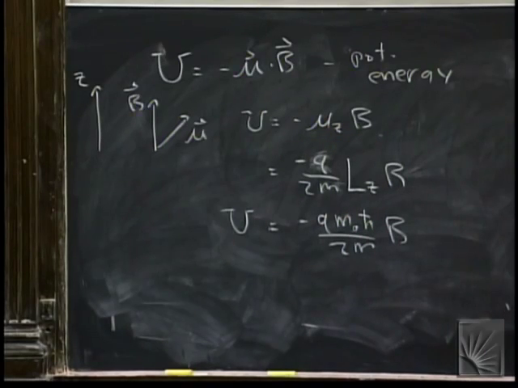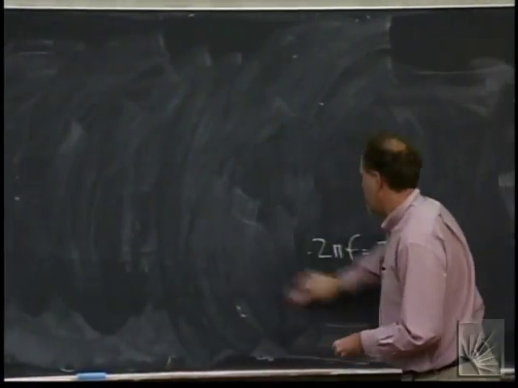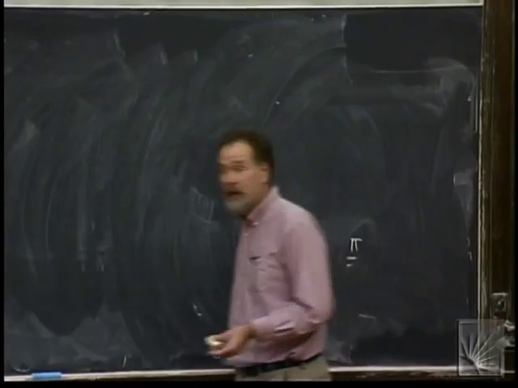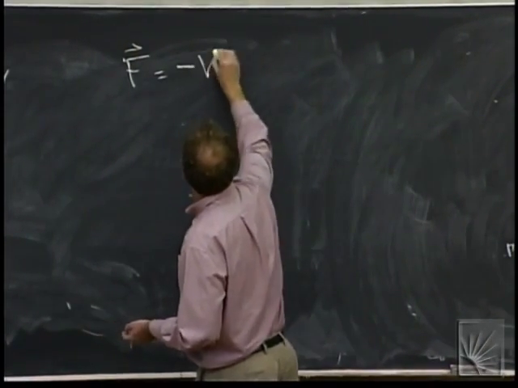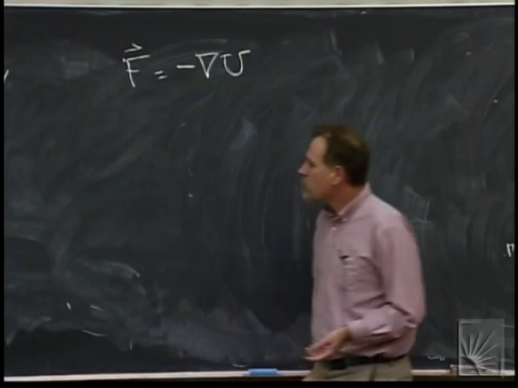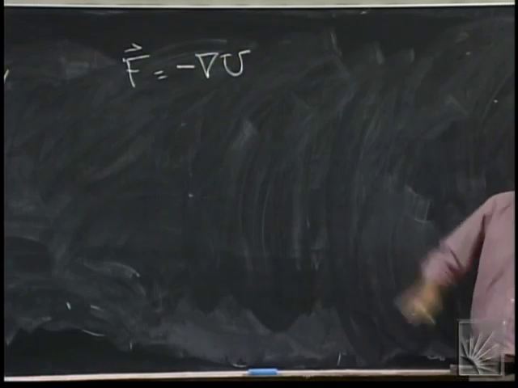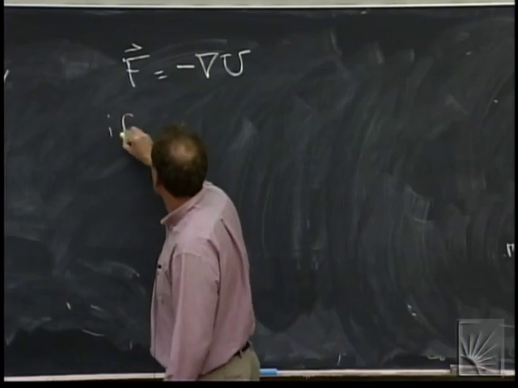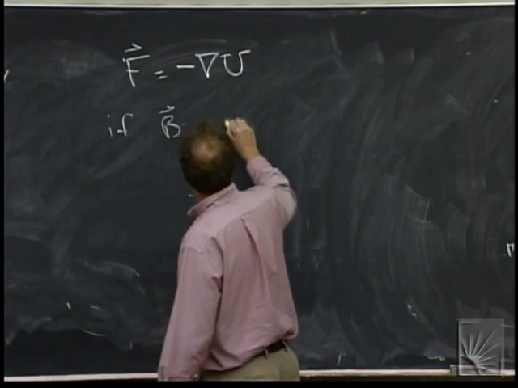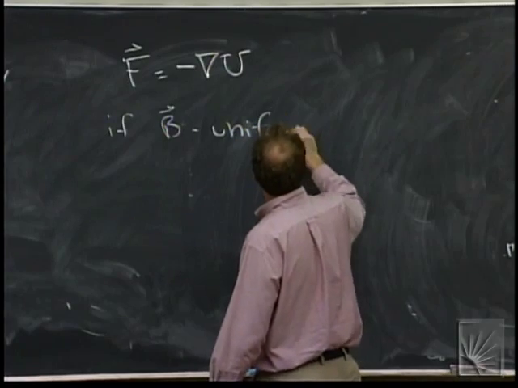Now, whenever I have a potential, the reason I talked about a potential is because there's a force. The force is the derivative of the potential. In one dimension, it's the derivative of the potential. In multiple dimensions, in general, it's the gradient of the potential. So if B is constant, then all of these things are constant. If B is uniform, there's no force.